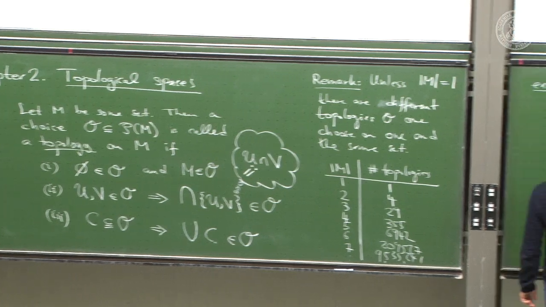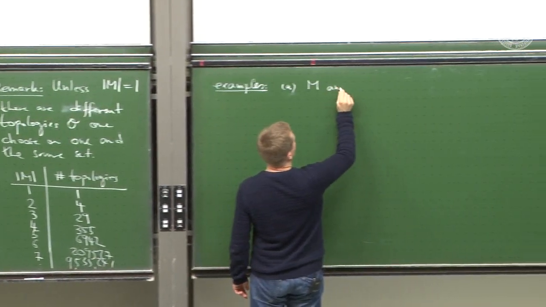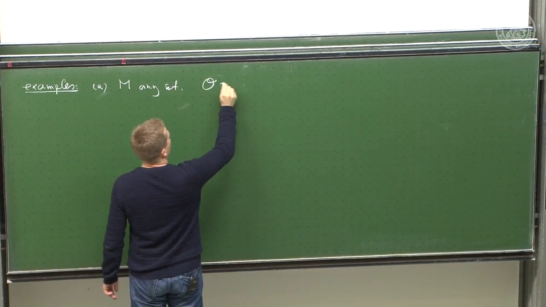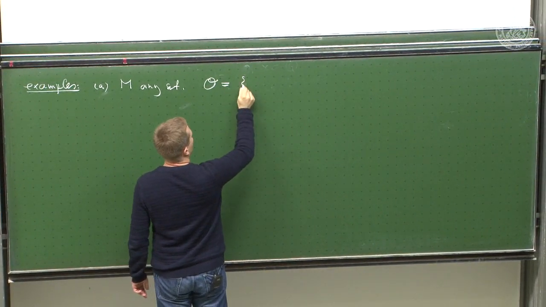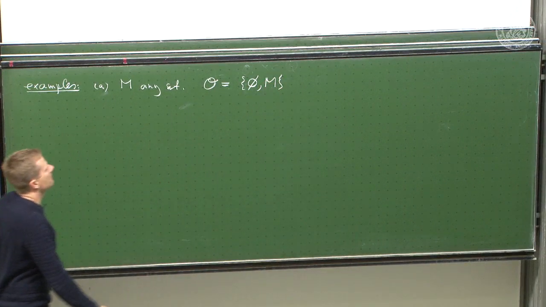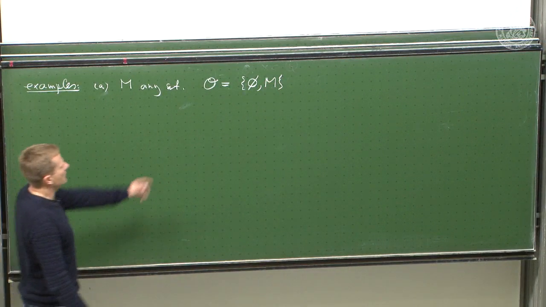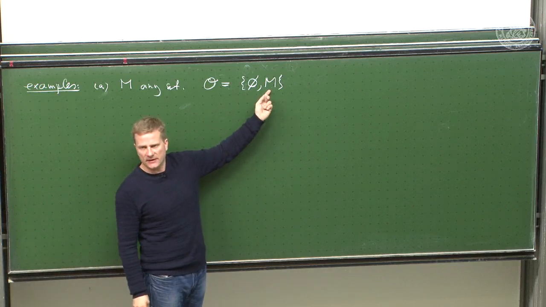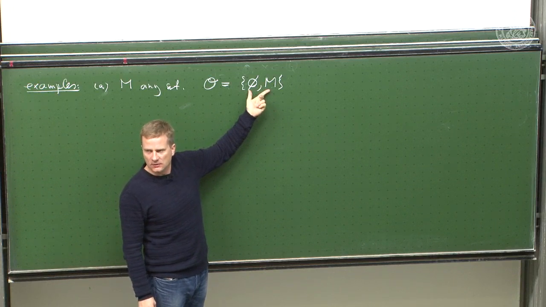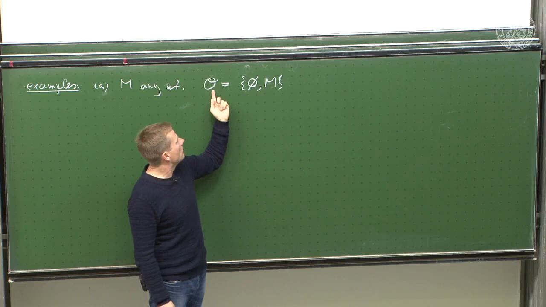Well, let M be any set. On any set, we can choose the topology to consist of just the empty set and the set itself. Why is this a topology? Well, the first axiom is clearly satisfied. The second axiom, we have to consider whether the intersection of any 2 is again in O. The intersection of any 2 elements in O is again in O.